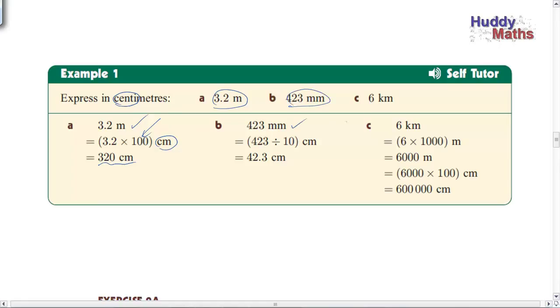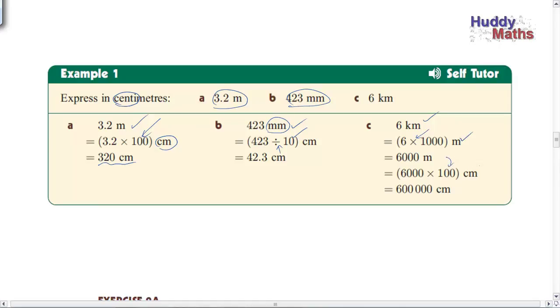423 millimetres into centimetres. These are smaller than centimetres. So therefore we've got to bundle them up into groups of 10 to make centimetres. We'll have less, so we will divide. 6 kilometres into centimetres. Change it first by timesing to the smaller unit of metres. And then we'll do it again.